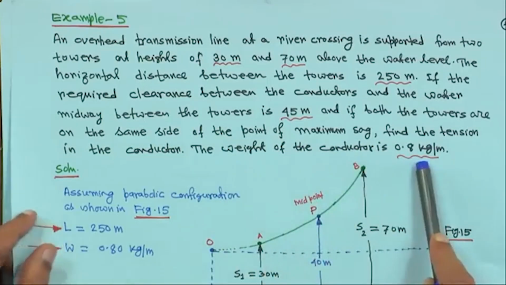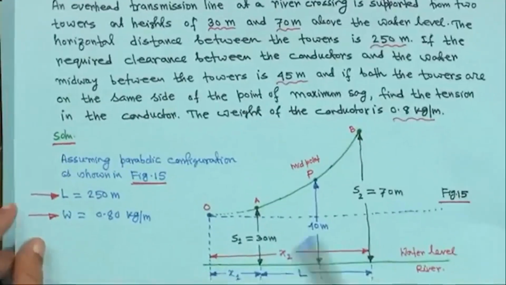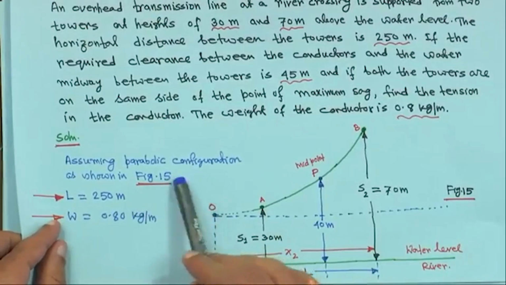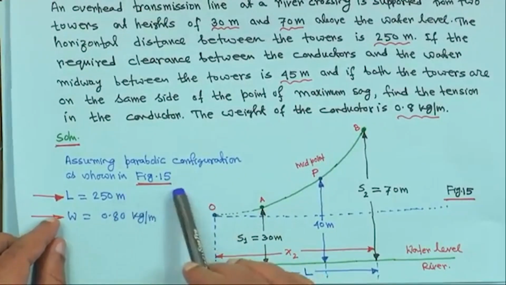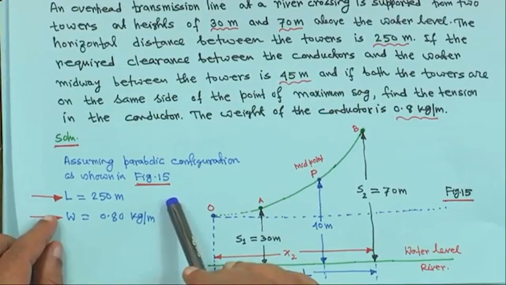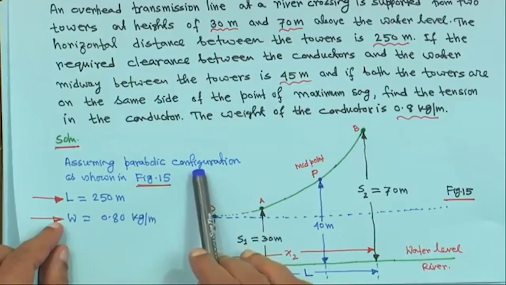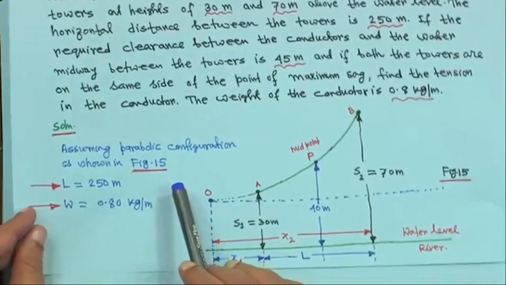The weight of the conductor is given as 0.8 kg per meter. We are assuming a parabolic configuration. Unless it is mentioned otherwise, you always assume parabolic configuration. If it is mentioned catenary, at that time you have to do that, otherwise it is not.